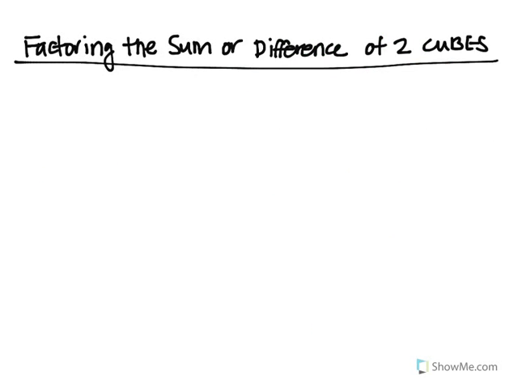So since we just factored a difference of 2 squares, we can actually factor a difference of 2 cubes and also a sum. And we couldn't factor a sum of 2 squares, but we can do it for cubes.